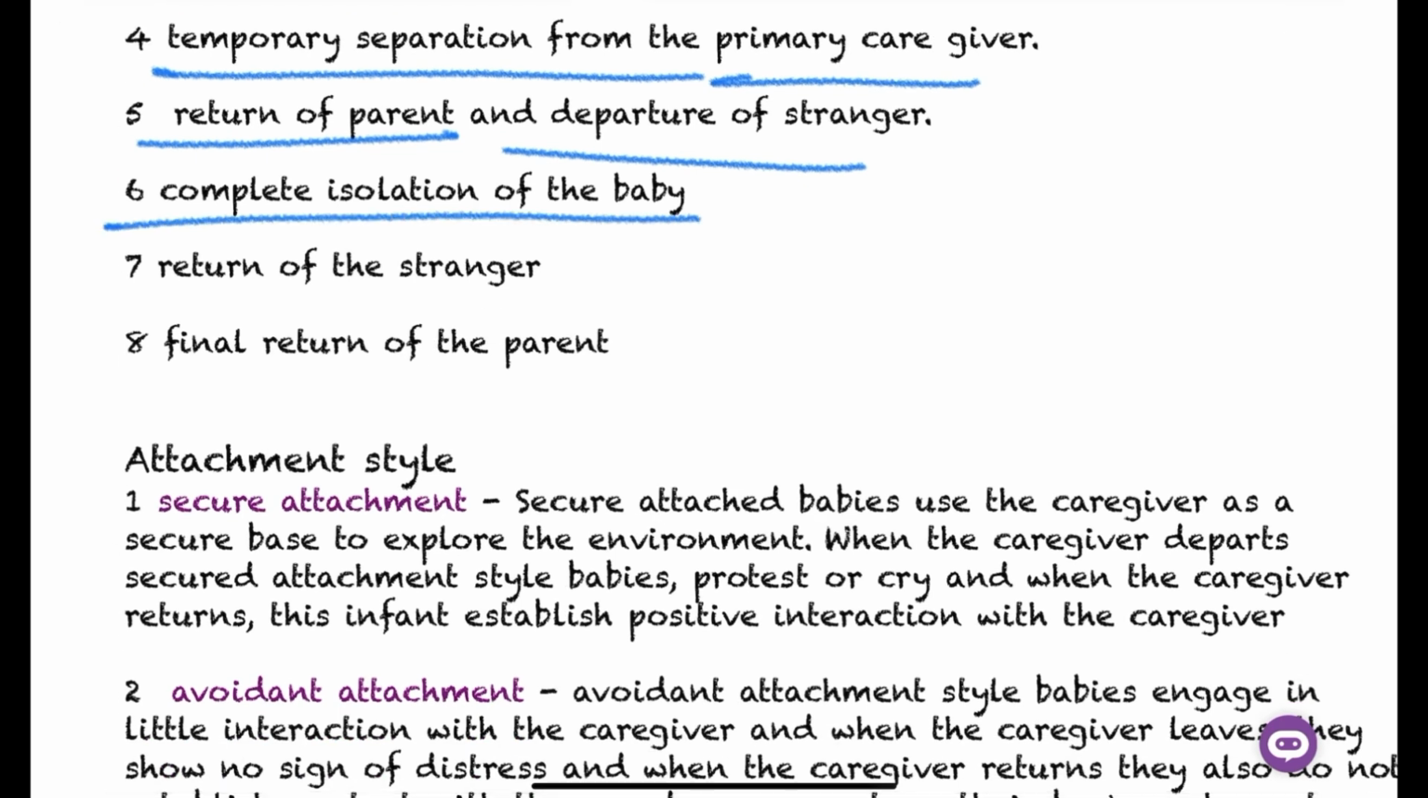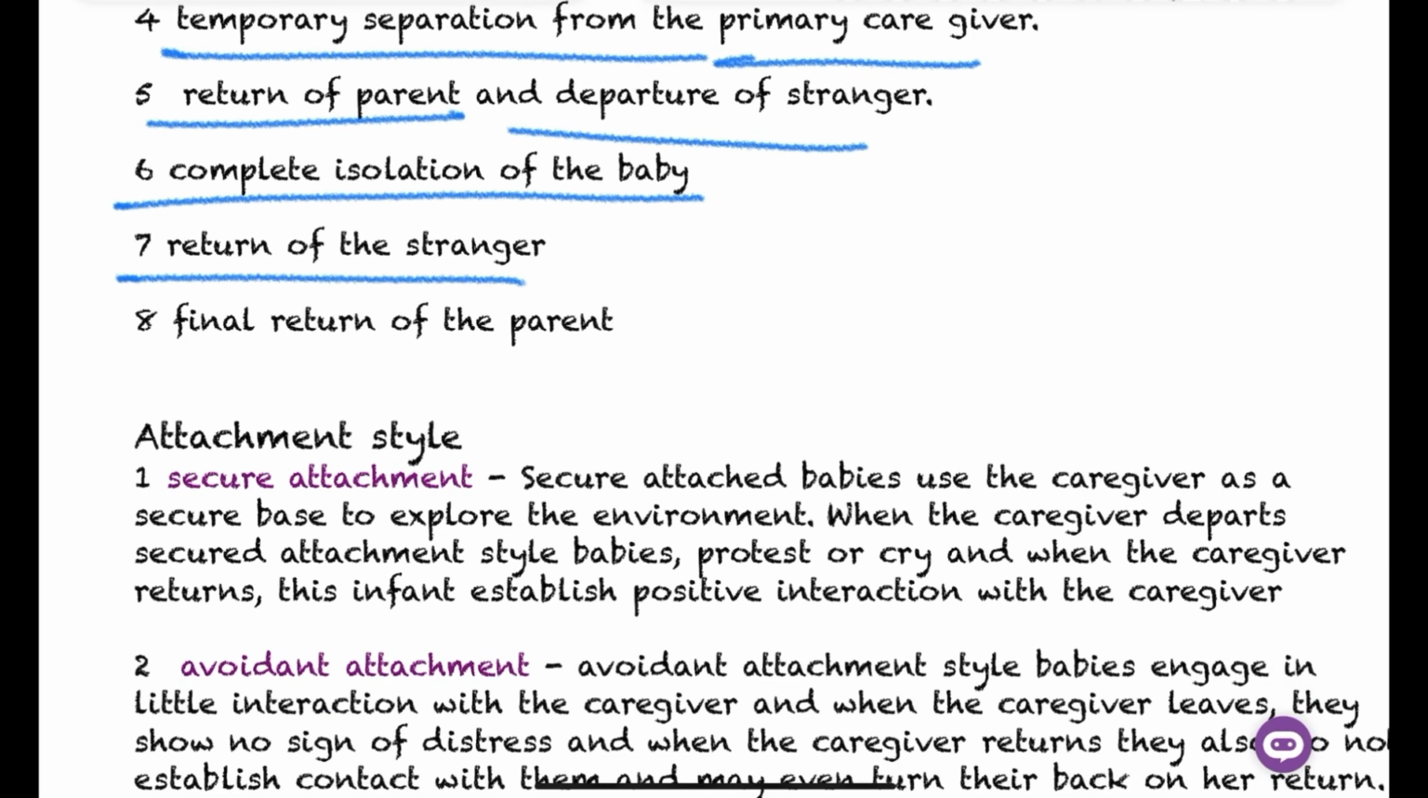So the sixth point is complete isolation of the baby. Here the baby is completely isolated, meaning there were no parents and no strangers. The parent departs again, leaving the baby entirely alone in that unfamiliar setting. This phase was designed to evaluate the baby's ability to manage complete isolation, meaning how the baby reacts to that complete isolation, if he fears or not, if he gives importance to what's happening around him, or he still plays with the toys present there. We see what the baby does in this phase.